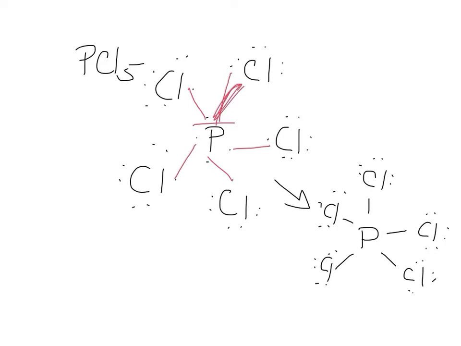Phosphorus is in period 3, which means it can expand its octet. Okay? The fact that it's an expanded octet. Now if you count the number of electrons, 2, 4, 6, 8, 10. It's got more than 8. Anytime you have more than 8, that's what we call the expanded octet. Okay?